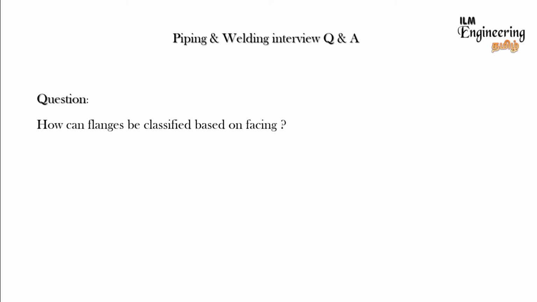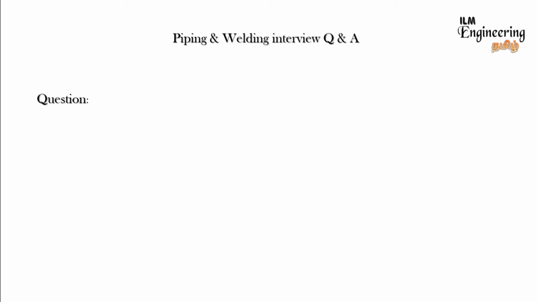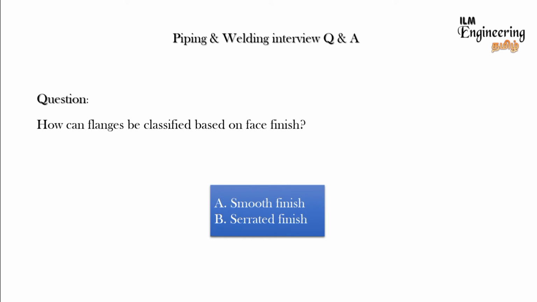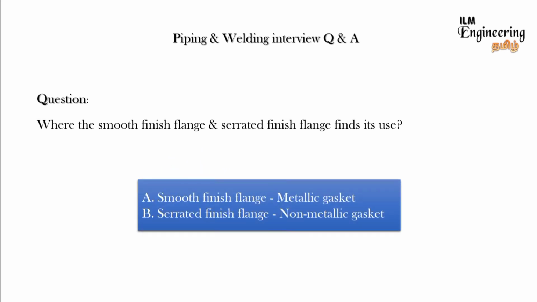How can flanges be classified based on facing? Flat face, raised face, tongue and groove, male and female, ring type. How can flanges be classified based on the face finish? Smooth finish, serrated finish. Where do the smooth finish flange and serrated finish flange find their use? Smooth finish flange uses metallic gasket, serrated finish flange uses non-metallic gasket.